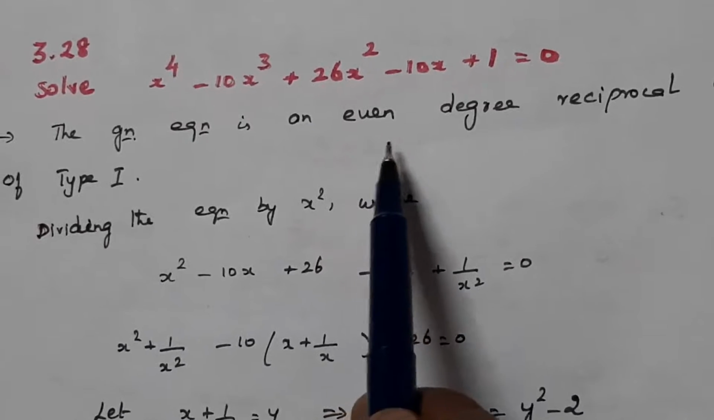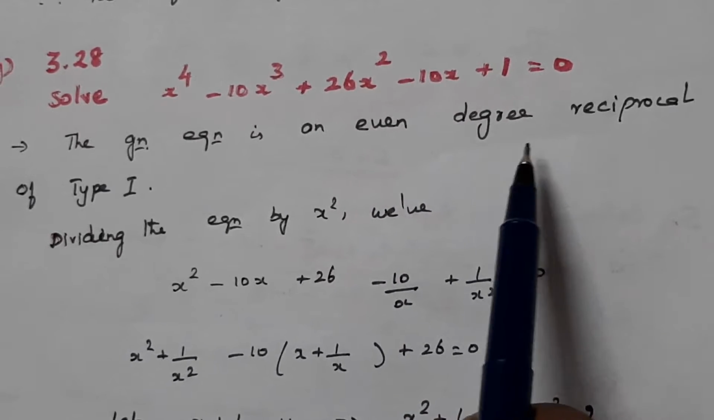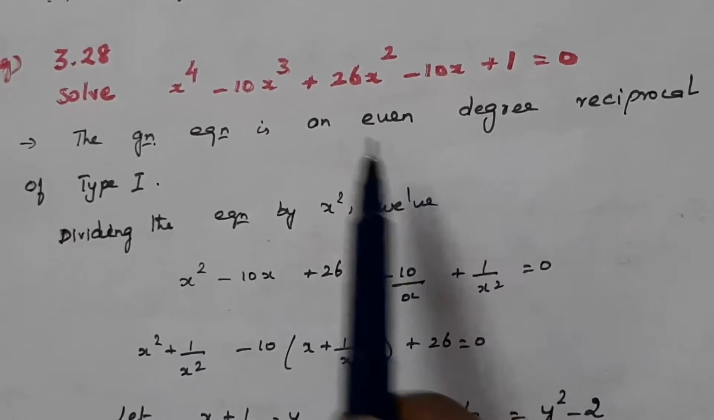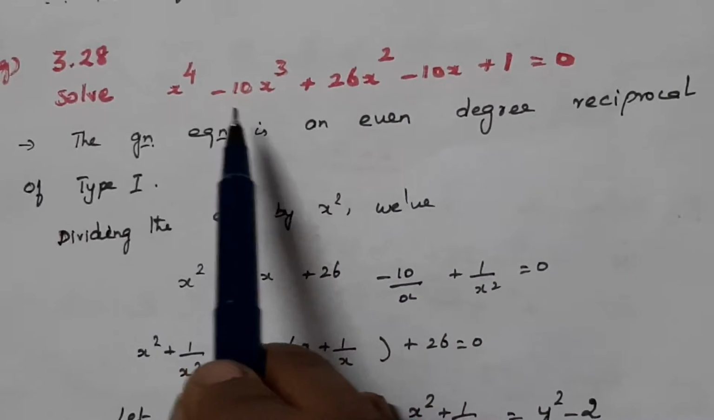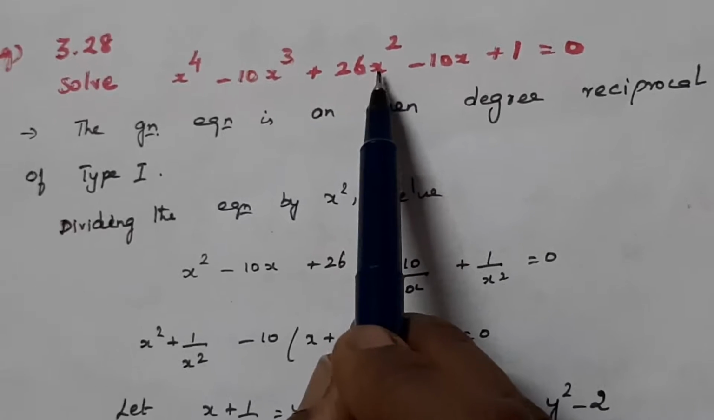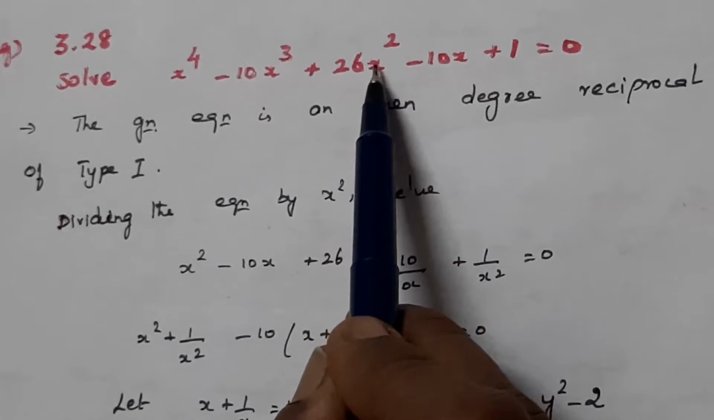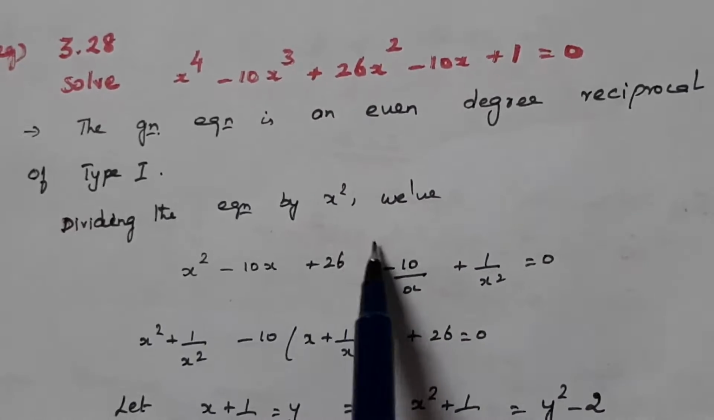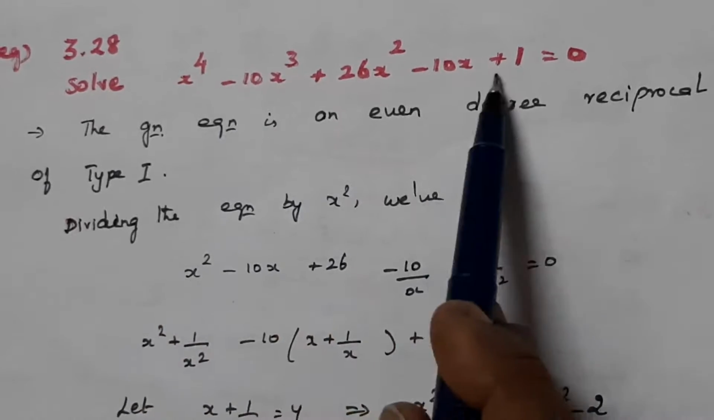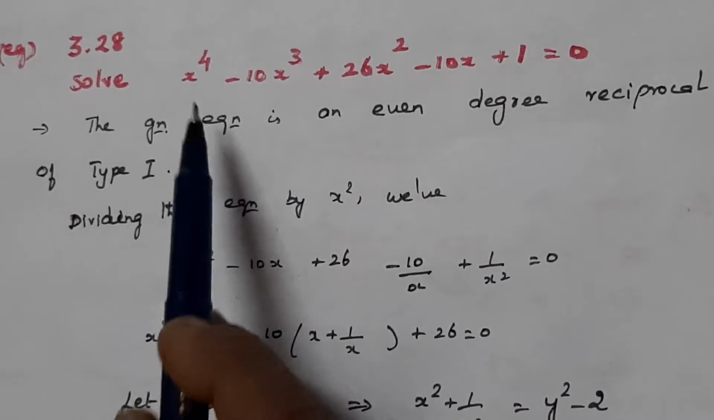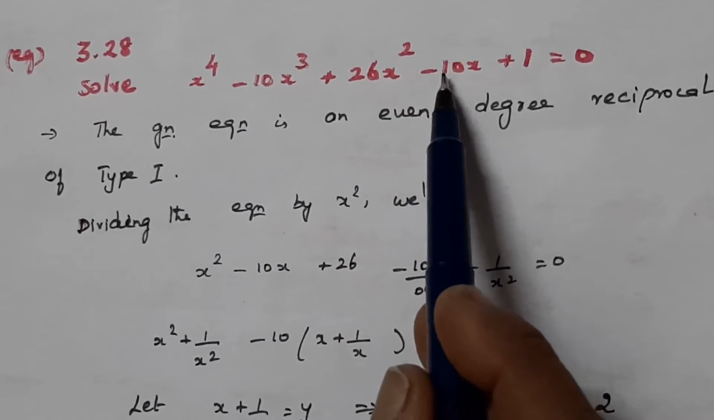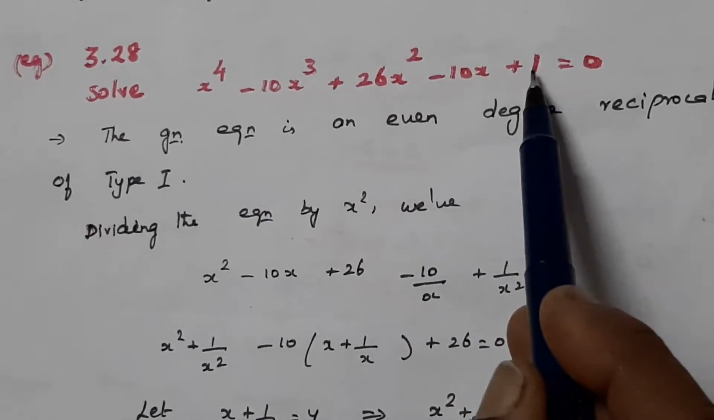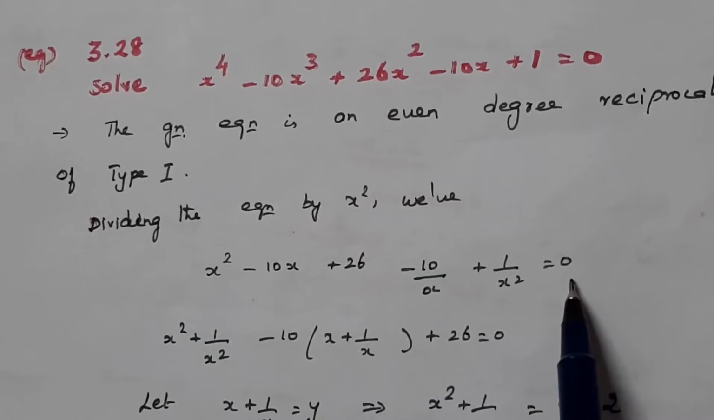You have to take x plus 1 by x or x minus 1 by x to be y, and you have to reduce the equation. To get x plus 1 by x in the equation, what you have to do is divide by the middle term. What is the middle term here? x squared. So let us divide by x squared. On dividing the given equation by x squared, we have x squared minus 10x plus 26, minus 10 by x, and plus 1 by x squared equal to 0.